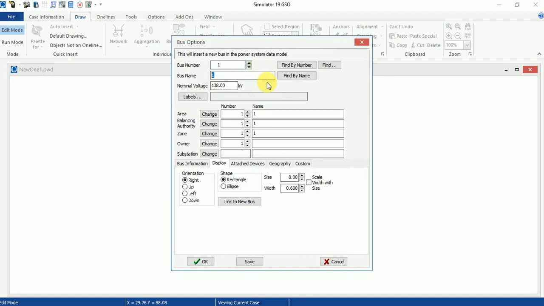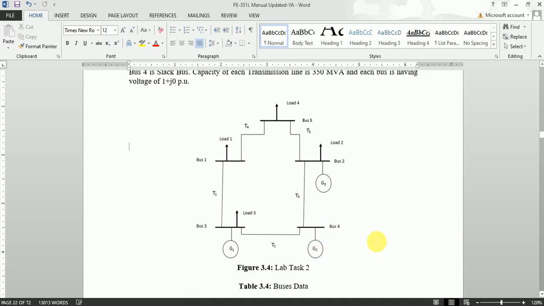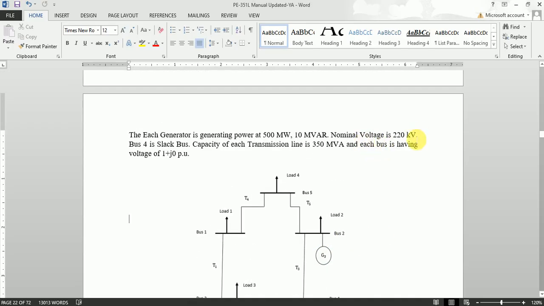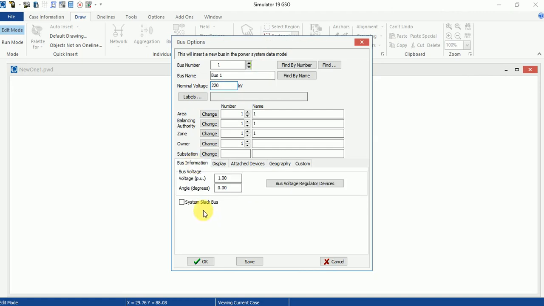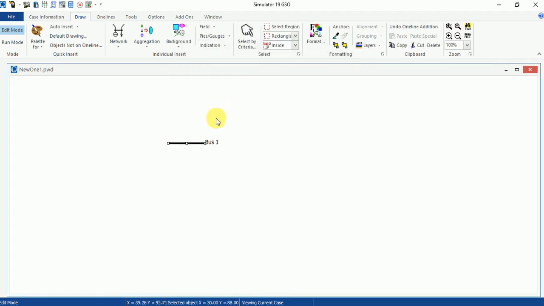Rename it as bus 1. Since in the question it is given that the nominal voltage is 220 kilovolt, we need to provide the nominal voltage as 220 kilovolt, and the orientation is right. The bus information is 1 plus J0. Click OK. So this is my bus number 1.